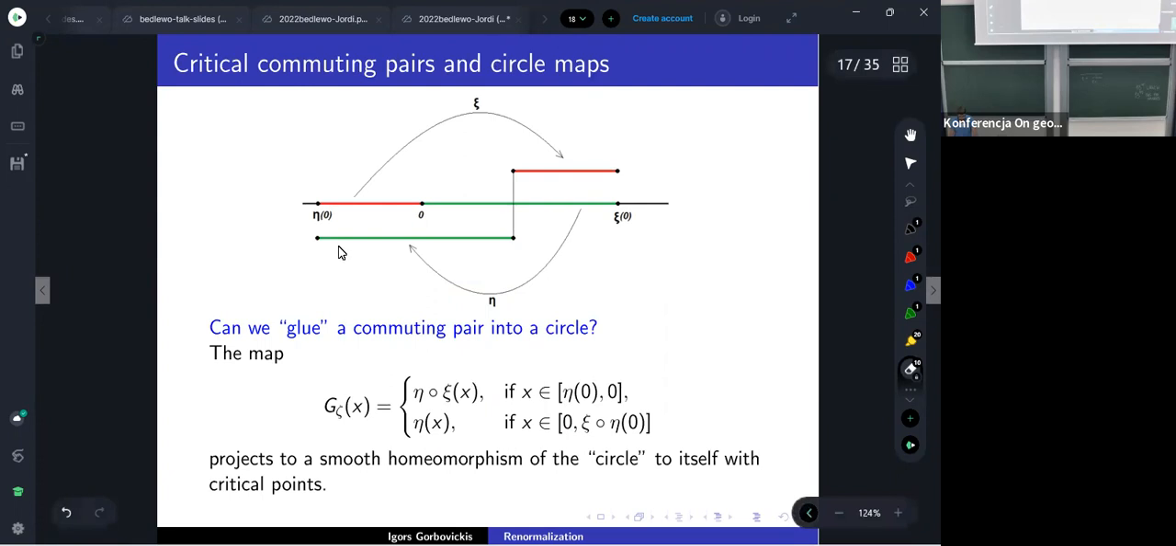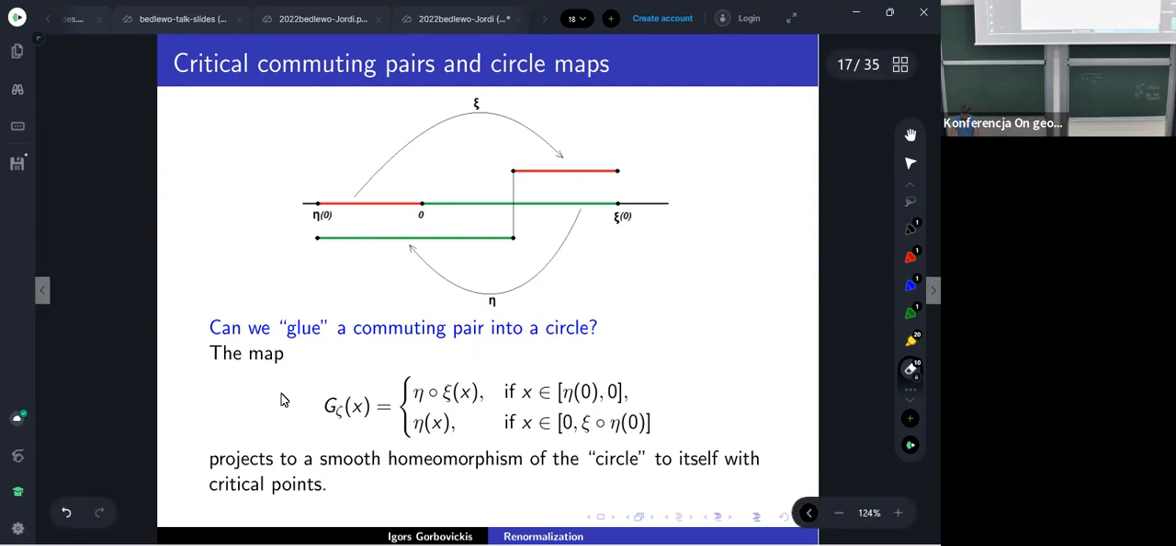So here, instead of the iterates of F, I wrote psi and eta. So psi and eta form the so-called critical commuting pair, a pair of maps that commutes and both have critical points at 0. So we can try using the red one, psi, to glue the interval along the map psi into a circle.